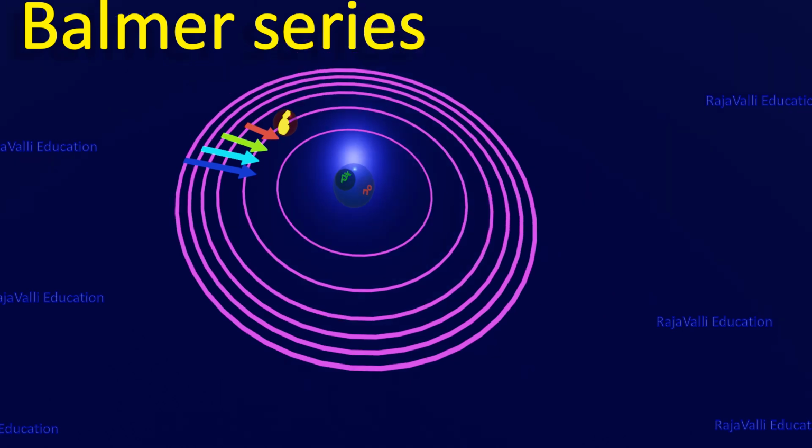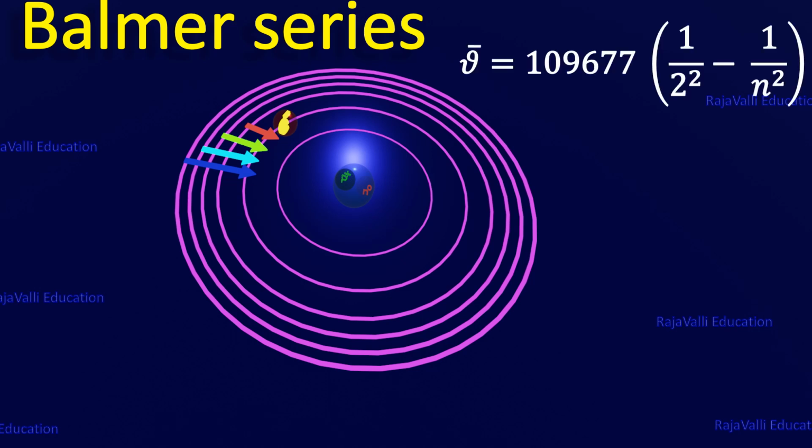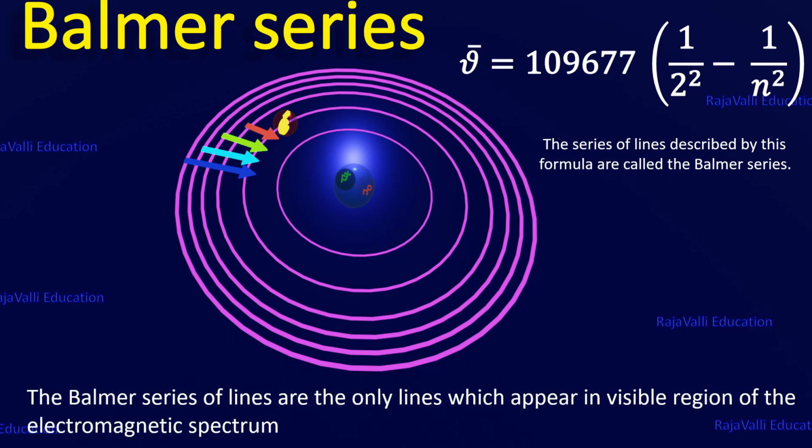This Balmer series of the electromagnetic spectrum follows the wave number formula, that is nu bar is equal to 109677 into 1 by 2 square minus 1 by n square, where n is equal to 3, 4, 5, etc.